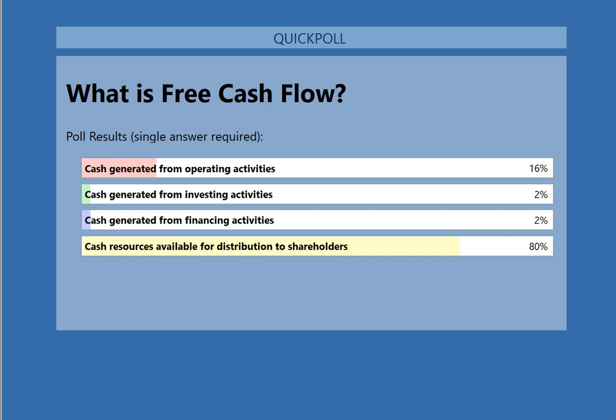Now 16% of you picked A, cash generated from operations. 2% picked investing activities, 2% of you picked cash from financing activity, and 80% of you picked cash resources available for distribution to shareholders. So what is the answer, Pauline? So 80% of you are correct. It's the last one. We still have the majority of you correct. Cash attributable to pay dividends, which is to the shareholders.